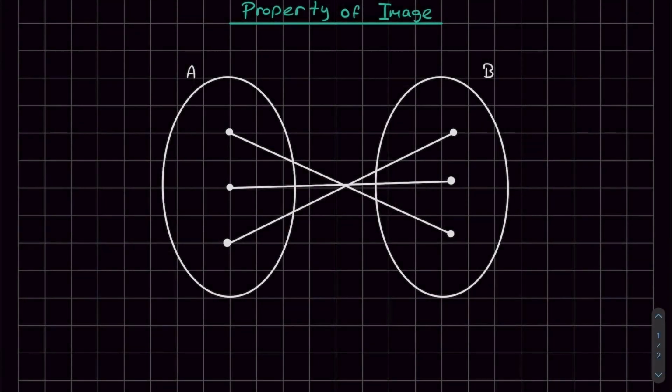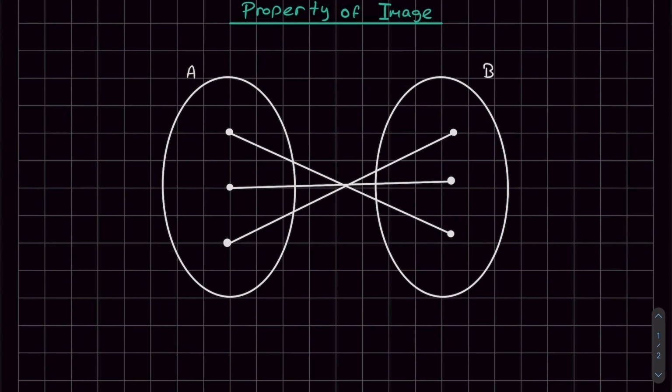Today we're going to have a look at one of the properties of image and a point that we should watch out for when using it so that we don't use them incorrectly in our proofs. Now, before we dive into the explanation, we need to familiarize ourselves with some terminology. We need to know what is a source and what is an image.